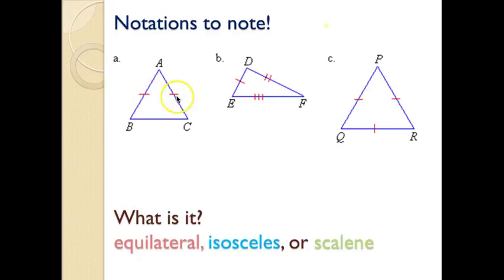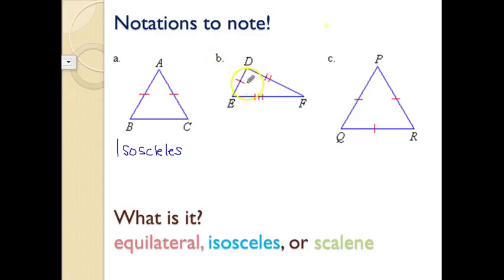We know there's one tick here and one tick here. We know we've got two legs that are the same and our third leg is not the same. So this is what we call an isosceles triangle. You've got two legs that are congruent.